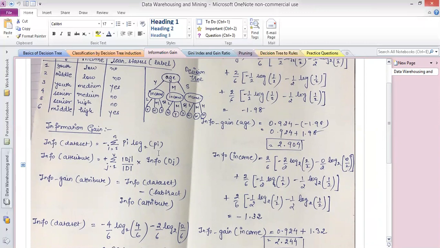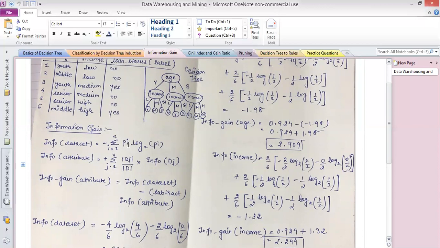This p_i is actually probability. i equals 1 to n means number of unique labels. In our case, we have got 2 labels, that is yes and no. So i equals 1 to n is going to be 1 to 2. p_i log p_i to the base 2 means that for the first label, that is no here, you have to calculate the probability of no, which means out of 6, how many no's do you have? You can see there are 4 no's, right?